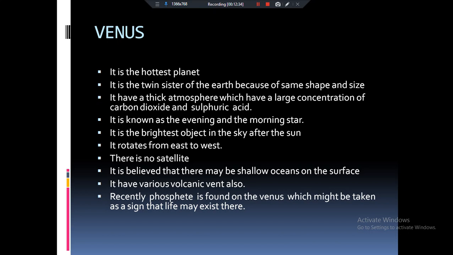It is also known as the evening star or the morning star, because we can see Venus in the sky with the naked eye in the early evening.